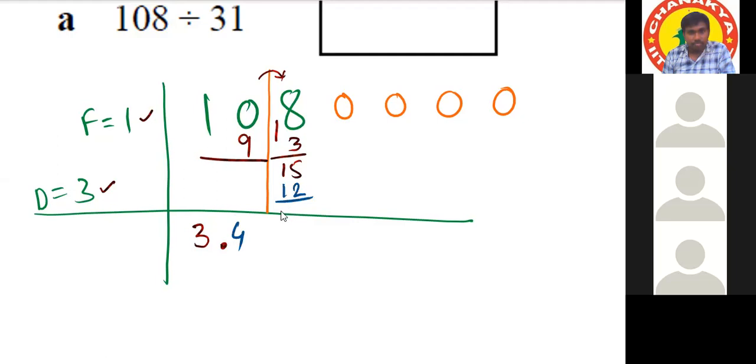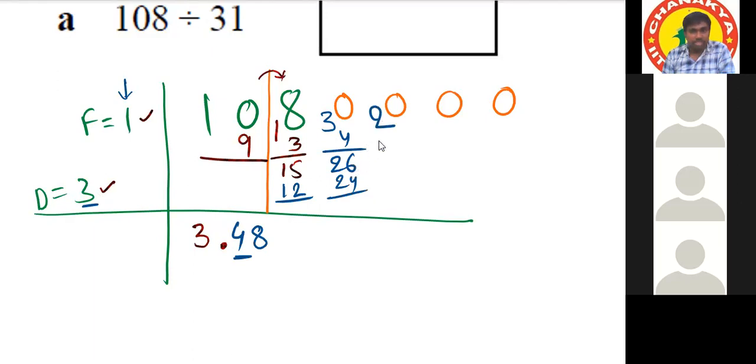3 fours are 12. What is the remainder? Remainder 3, which will go to that side, and it becomes 30. Now again coming to the flag multiplication. 4 ones are 4. 30 minus 4 is 26. In that 26, how many times will 3 go? 8 times. 3 eights are 24, sir. So 8 times, 3 eights are 24, and here the remainder is 2.